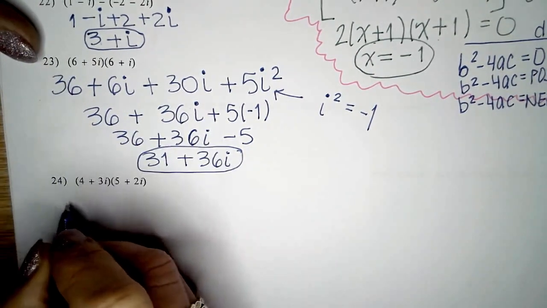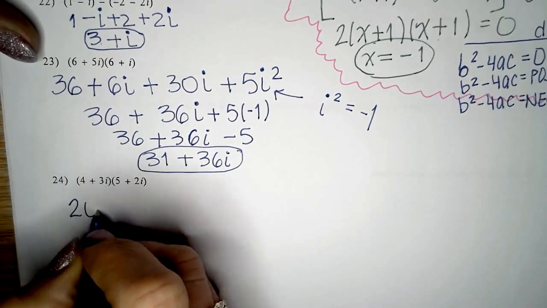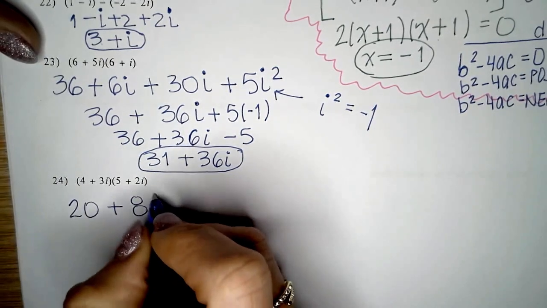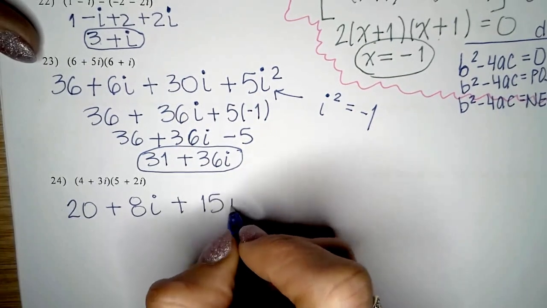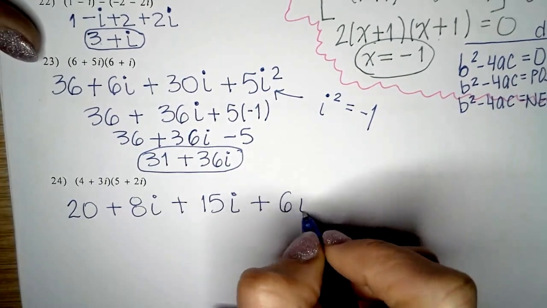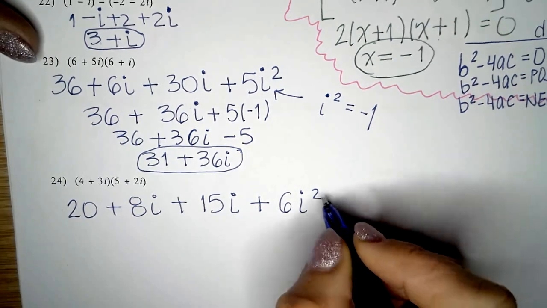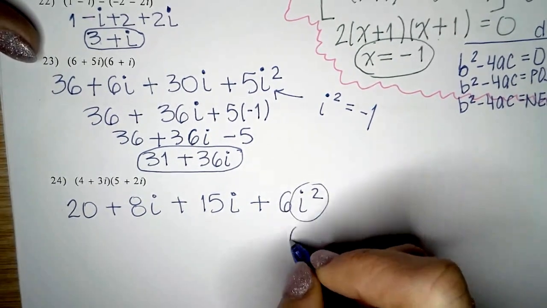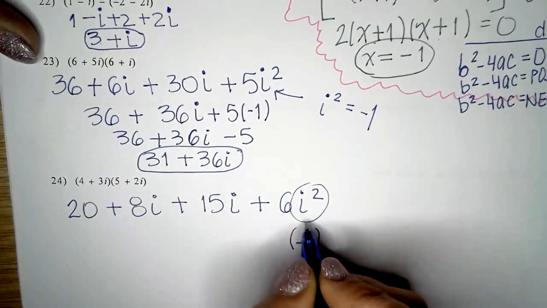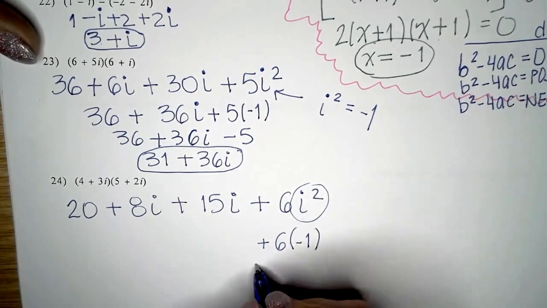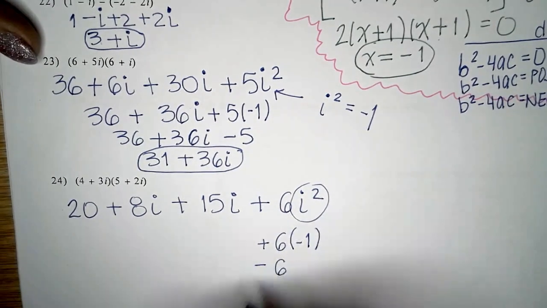First. 20 plus 8i plus 15i plus 6i squared. Good. So, Passion, what did we just say i squared is equal to? Good. So we're going to change that into -1. And then this whole thing will become? Good, -6. So that's just this work.